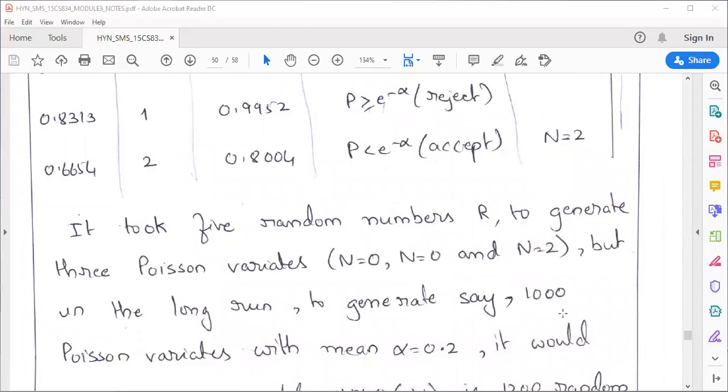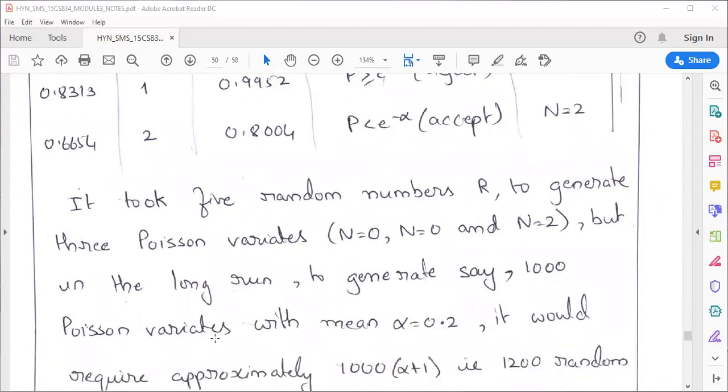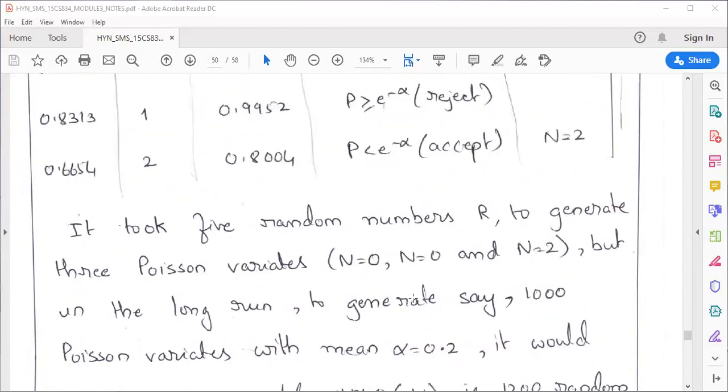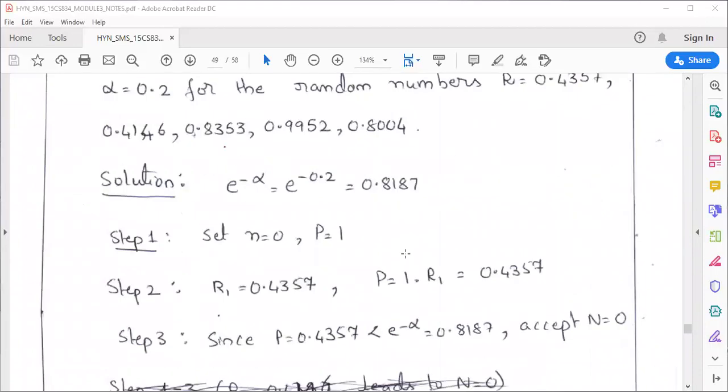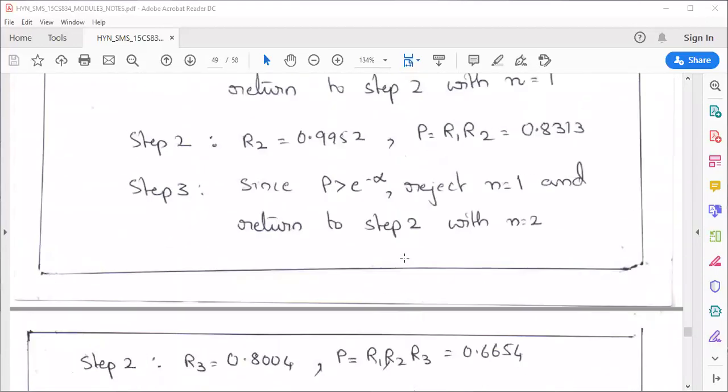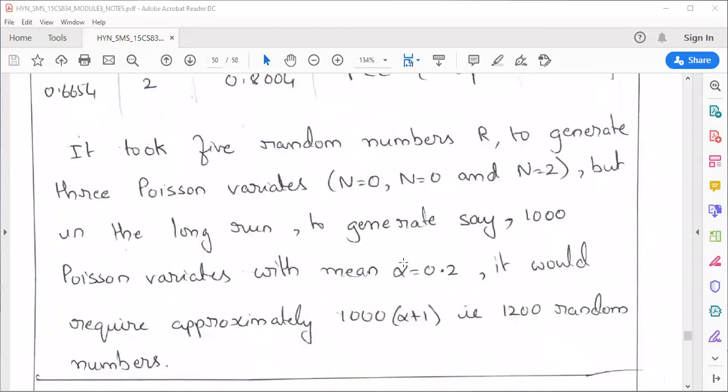But say for example in the long run we have to generate 1000 Poisson variates with mean alpha as 0.2, then how many random numbers are required? If they ask how many random numbers are required to generate 1000 Poisson variates, we have to make use of this formula, right? So 1000 into alpha plus 1, because we had the formula for mean here, E of N plus 1 is equal to alpha plus 1. What is alpha? 0.2. 0.2 plus 1 is 1.2. 1.2 multiplied with 1000 gives 1200. 1200 random numbers are required to generate 1000 Poisson variates.